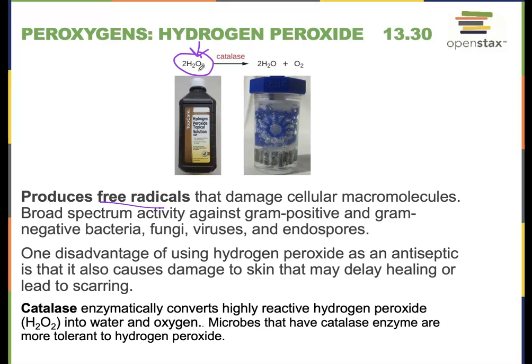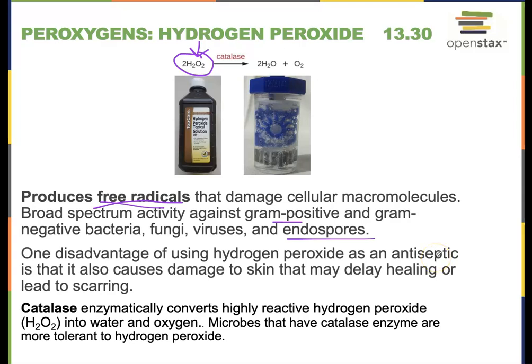They're just basically like unleashing a bunch of bull in a china shop or something. They're just going to run around and cause a lot of havoc. So free radicals are going to destroy the molecules within the cell. Broad spectrum, so they work on gram-positive and gram-negative bacteria, fungi, viruses, and endospores. So look at that, it's a sterilant. It can be used as an antiseptic.